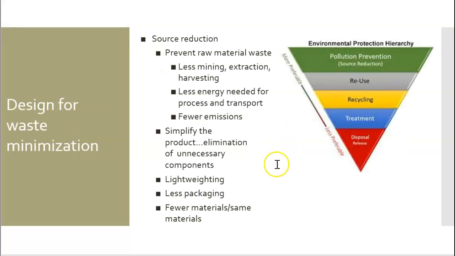So if we want to look at waste minimization, the first thing to do is looking at source reduction, meaning make less in the first place. So that's up here, right? This first, the biggest part of the triangle. And so that means there'd be less mining, less extraction of materials, less harvesting of raw resources. So that's the key, is where industry uses less in the first place. Simplifying the product, lightweighting the product, using less packaging, using fewer materials.